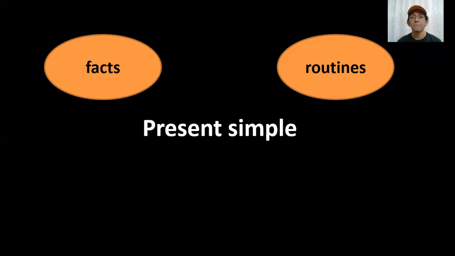And be careful because routines occur, yes, in the present, but probably they are not occurring right now. So that example, I go to the supermarket on Wednesdays, occurs, well, most of my weeks during this year, during this month, but it's not occurring right now because right now is Saturday.